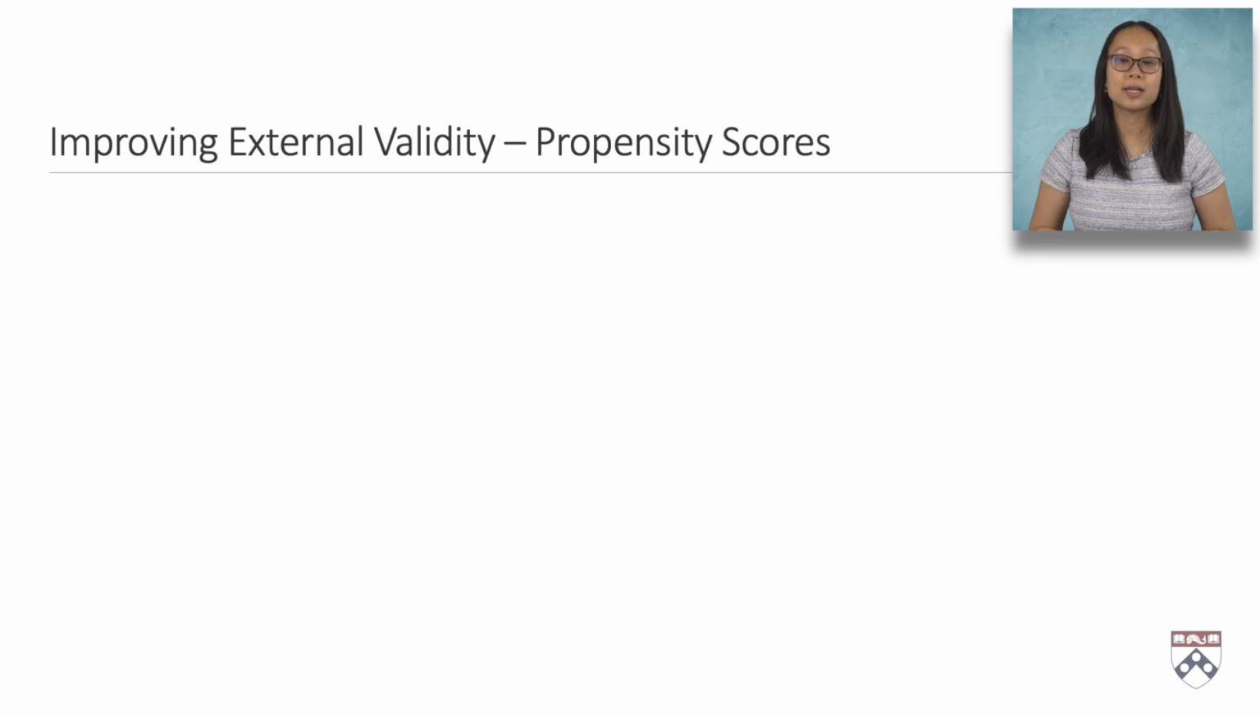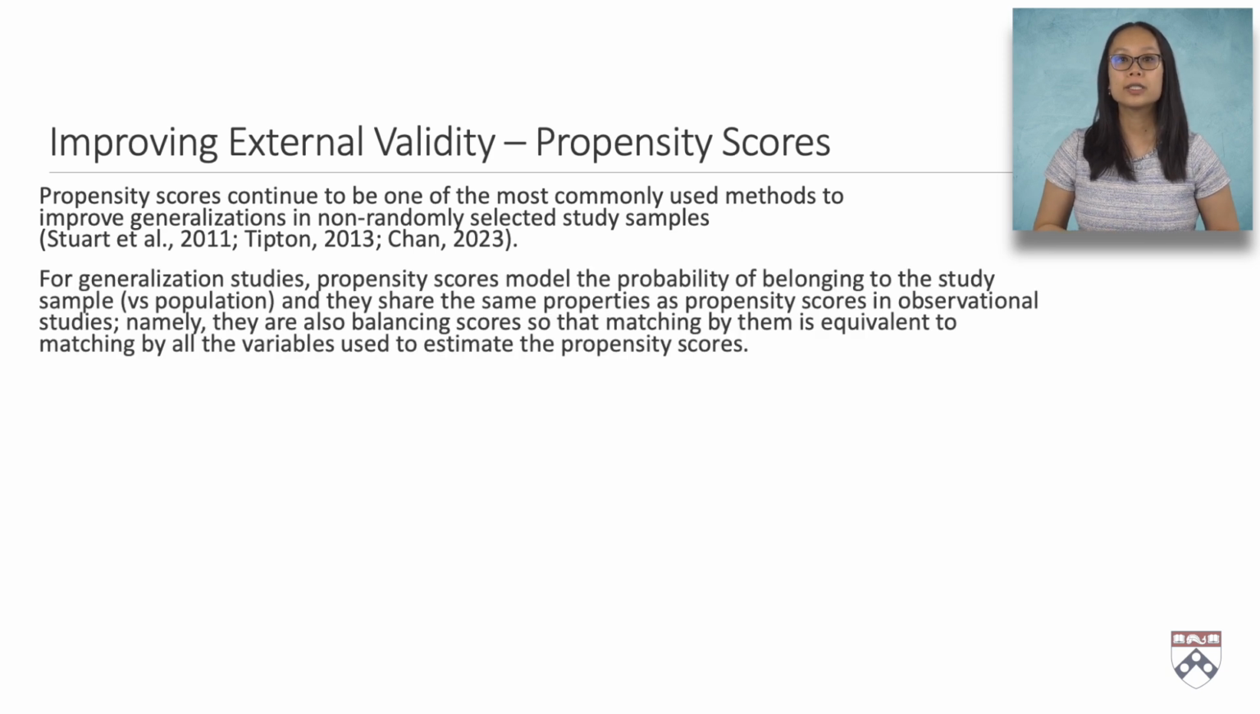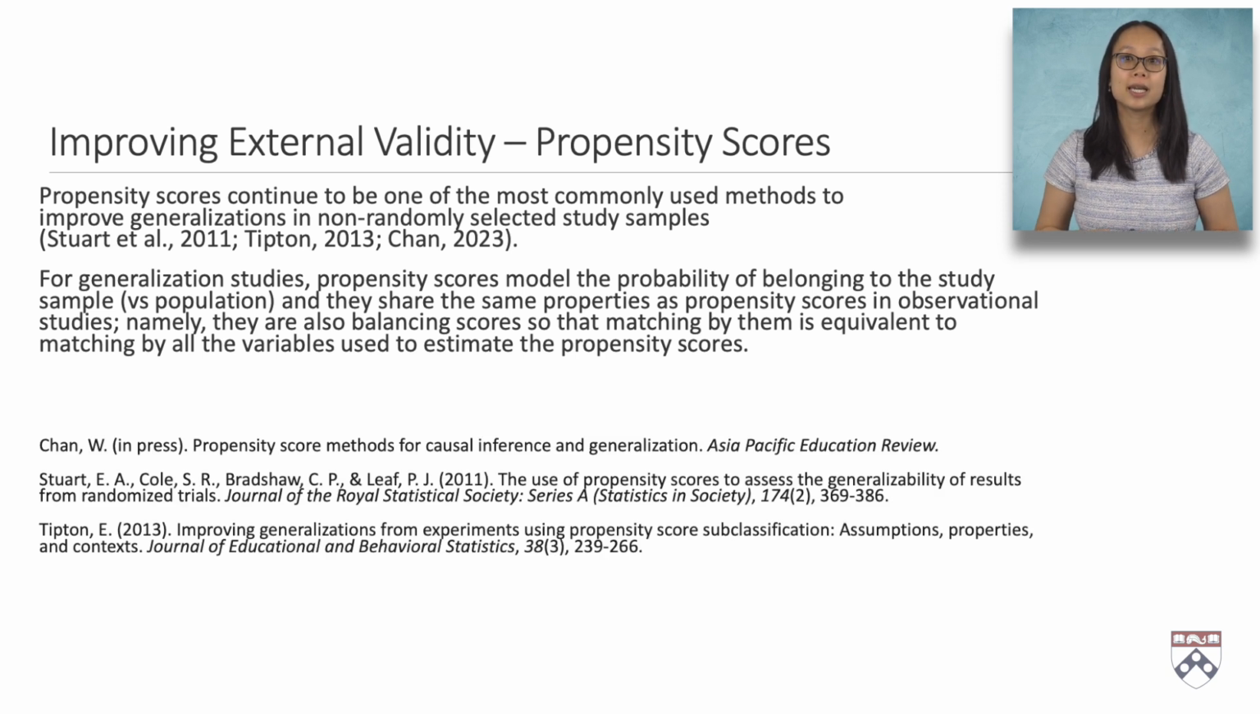Propensity scores, as they've played an important role in observational studies, have also played an incredibly important role in generalizability studies as well. In both cases, they continue to be one of the most commonly used methods to improve, in this case, generalizations, particularly from non-randomly selected samples. For generalization studies, propensity scores model the probability of belonging to the study or participating in the study versus population, and they share the same properties as propensity scores in observational studies. Namely, they are also balancing scores so that matching by them is equivalent to matching by all the variables used to estimate the propensity scores. And like the case when we are talking about observational studies, we can also estimate the propensity scores in generalizability studies using logistic regression.